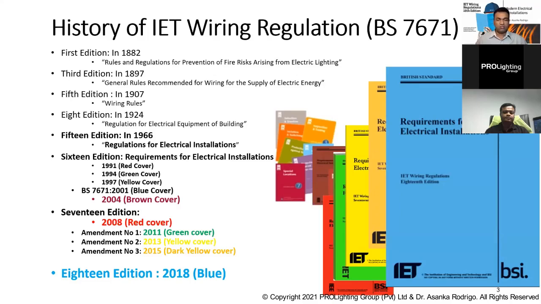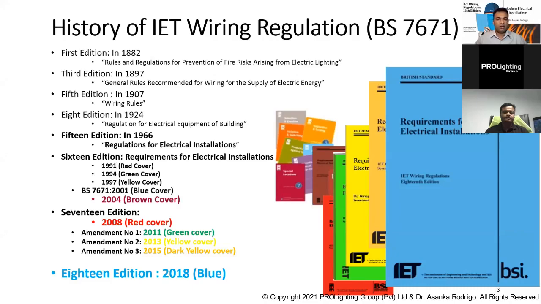There will be a new edition in the very recent past, but at the moment, the current edition we are practicing is the 2018, 18th edition. So this is the IET wiring regulation, or what we call BS 7671, or the wiring regulation.